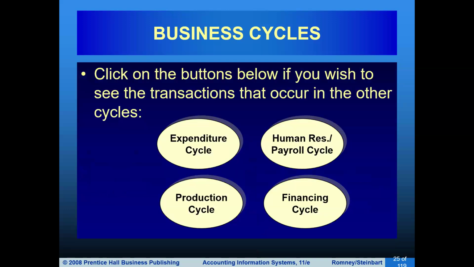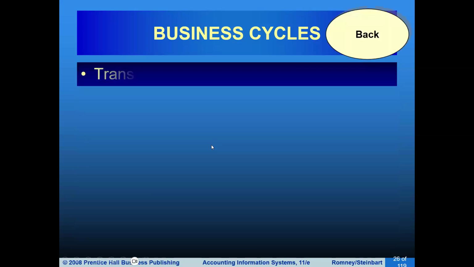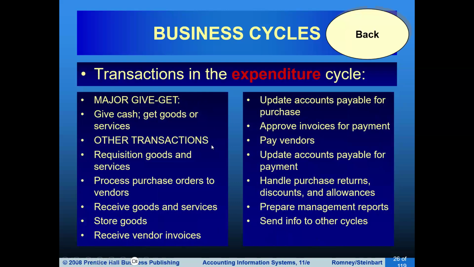Now we'll see the cycles one by one. Click on each cycle. You can understand the expenditure cycle. The major give-get is give cash and get goods and services. That is what the expenditure cycle is: we have to purchase the services.